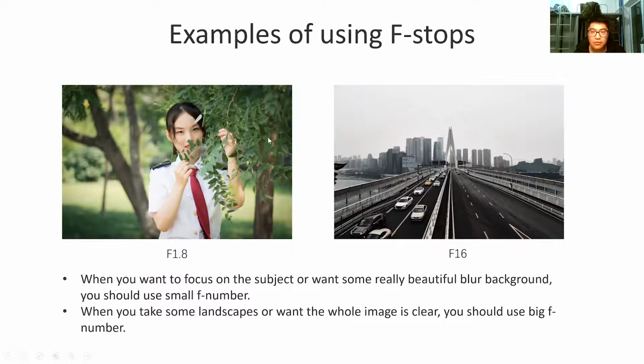So in these two images, we can conclude some rules or tips I can share with you guys. When you want to focus on the subject or want a really beautiful blurred background, you should use a small f number. When you take landscapes, when you go to some scenery and you want to take pictures of mountains, skies, or sea, you would like to use a bigger f number because you will get every part of your image clear. You want the whole image to be clear. You should use a big f number.